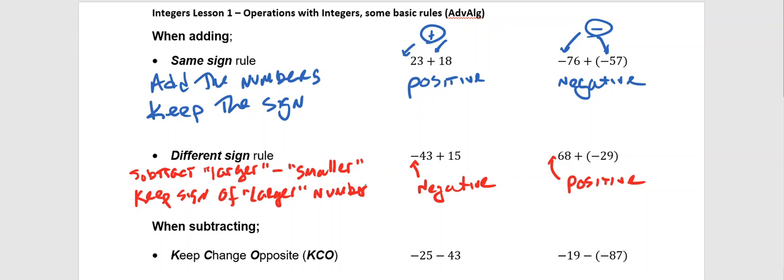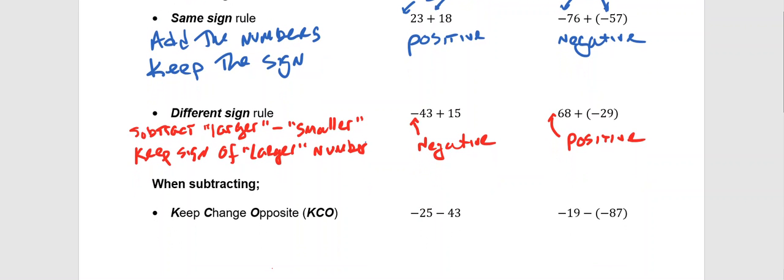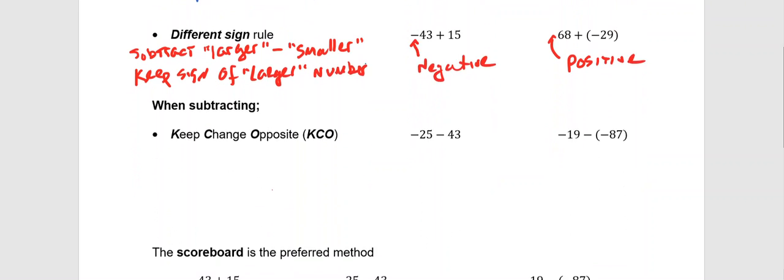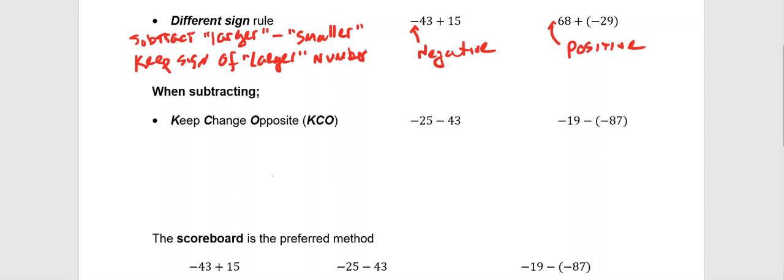So when we move on with these notes, this will be a little more helpful as we use a method down below that I call the scoreboard that I'm sure you've heard about. So moving on to subtraction, this should be familiar to you as a phrase. Many of you have heard keep change opposite because when we subtract, we really want to convert to addition.